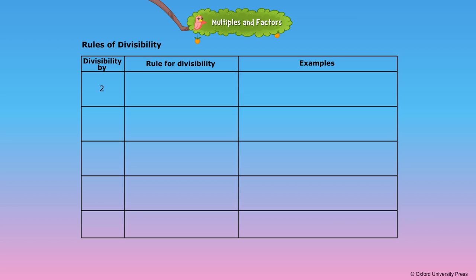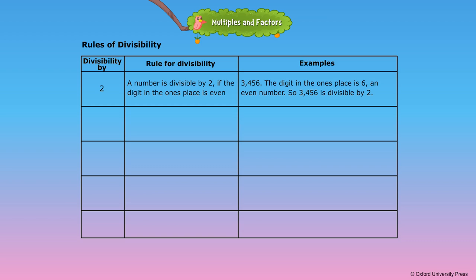Divisibility by 2. A number is divisible by 2 if the digit in the ones place is even. 3456. The digit in the ones place is 6, an even number. So, 3456 is divisible by 2.